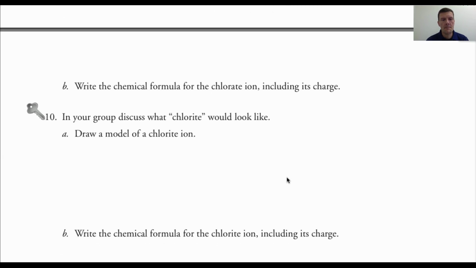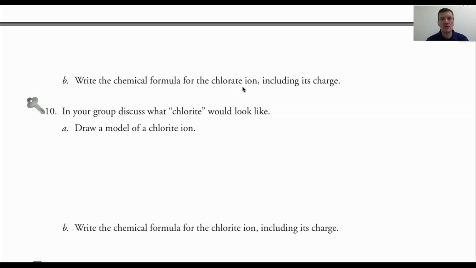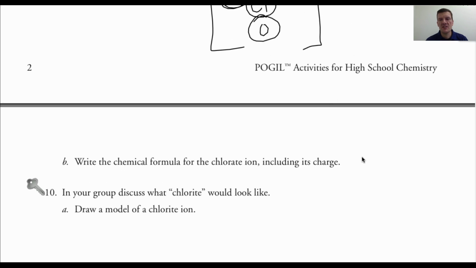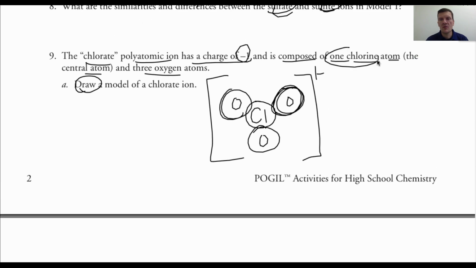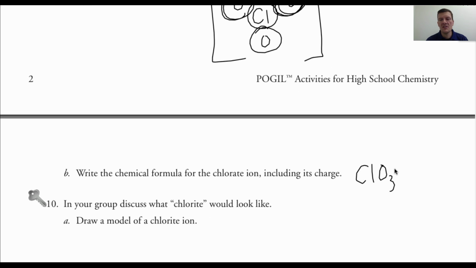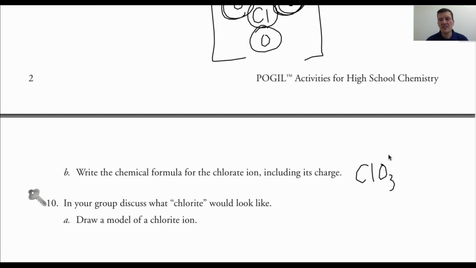Okay? Write the chemical formula for chlorate, including this charge. So chlorate is going to be ClO3. We were told it has 1 chlorine and 3 oxygens and a charge of -1. So we have to put up here, the superscript has to be the -1 charge right there.